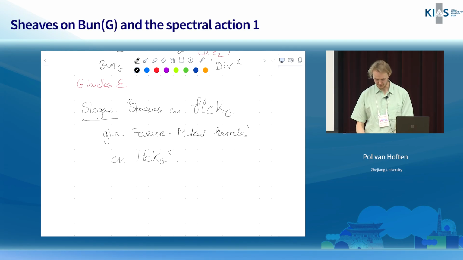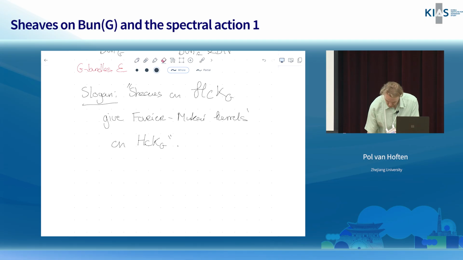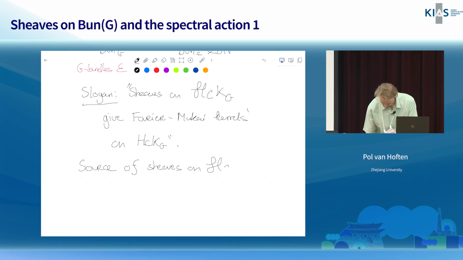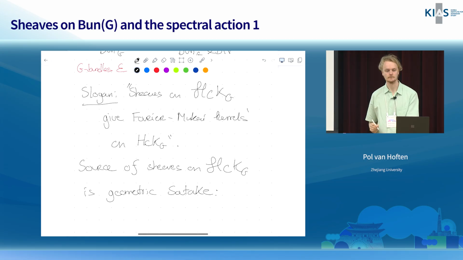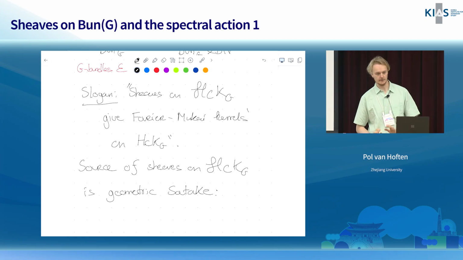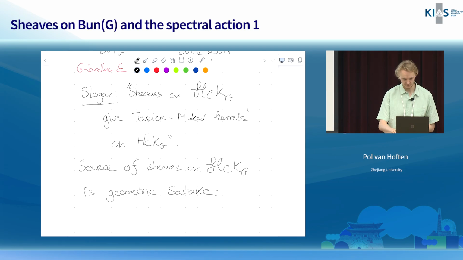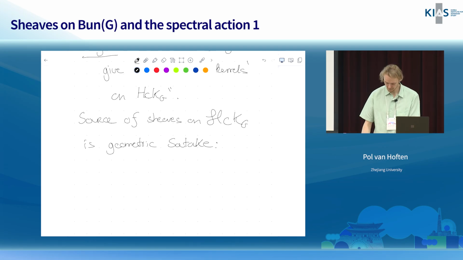So this is already interesting. So we need a source of sheaves on Hecke_G, which is geometric Hecke. This was part of the preliminaries, so I can just assume that everyone knows exactly what this is. But okay, in some sense it's not so bad.